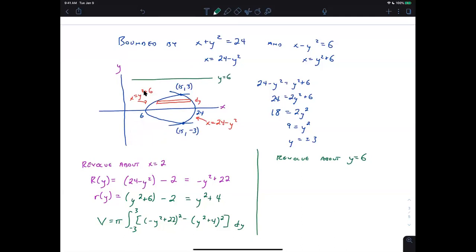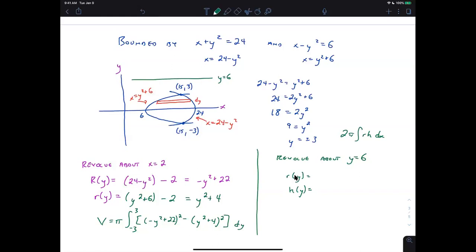So now it's parallel. Well, when we use the shell method, the formula is 2 pi integral of r times h, and then dx or dy. In this case, it's dy. And so we're using r of y and h of y. And now we want to look at what those are.